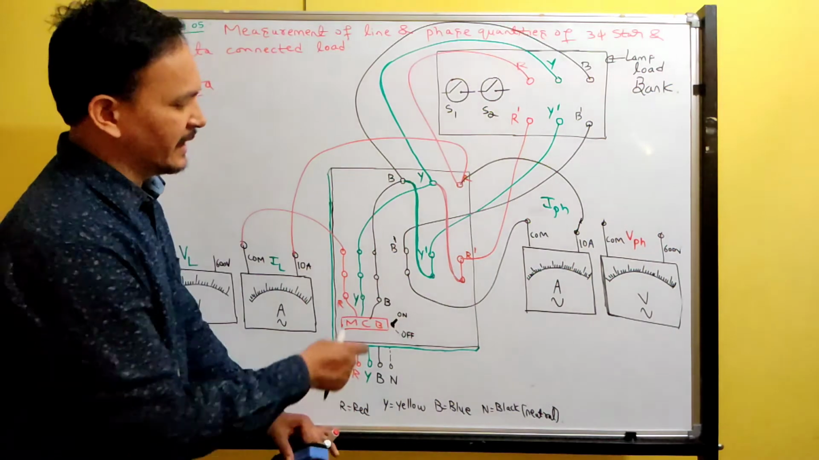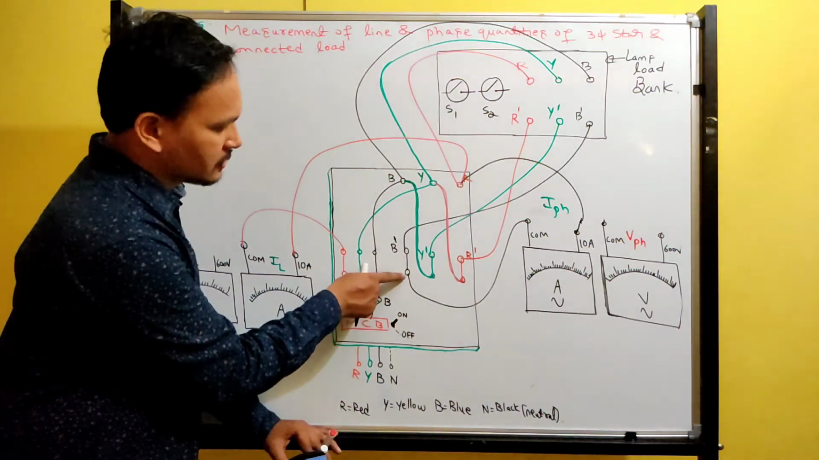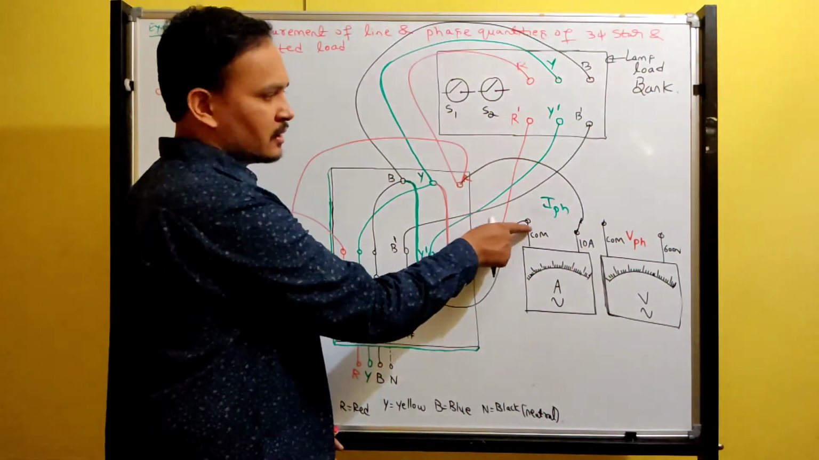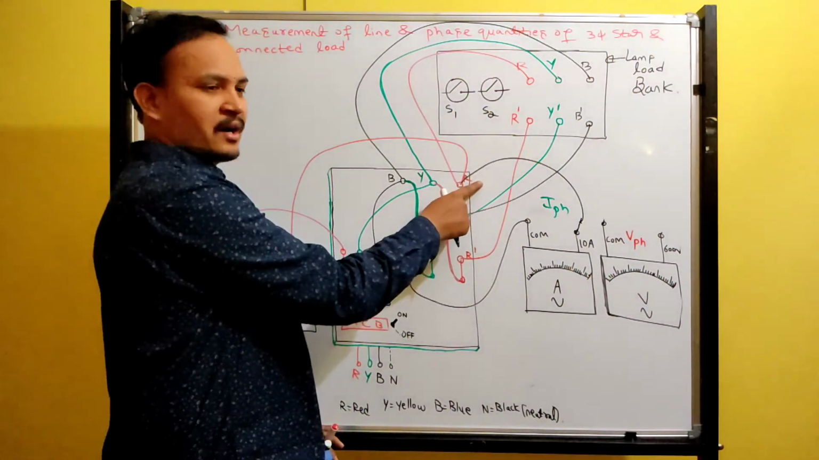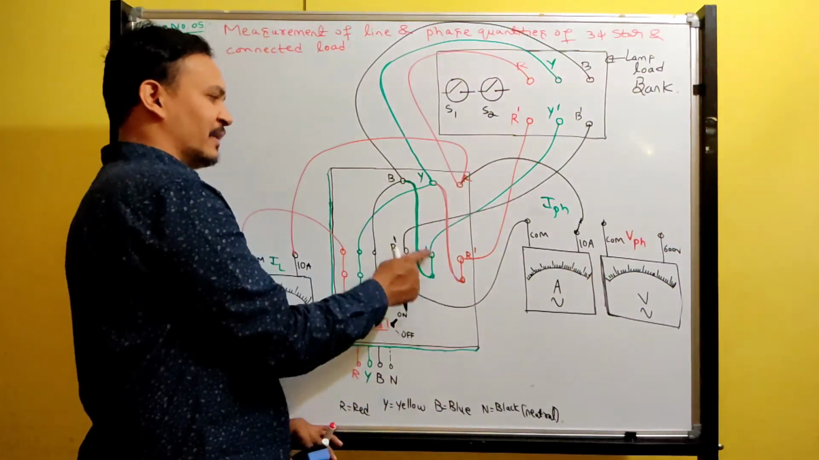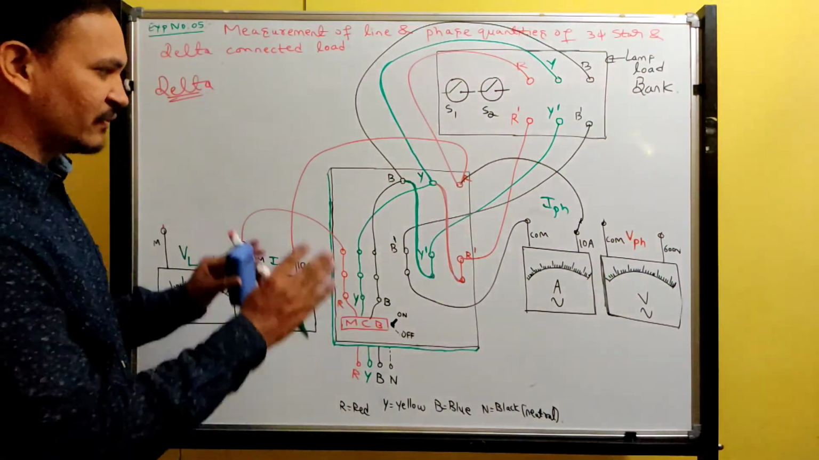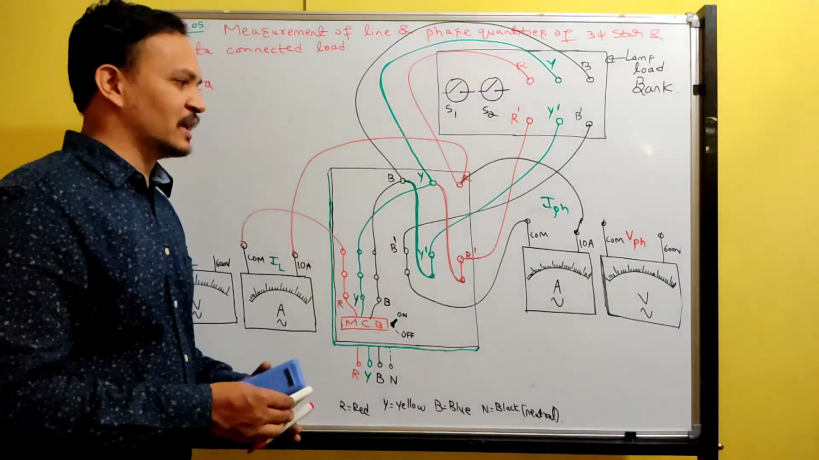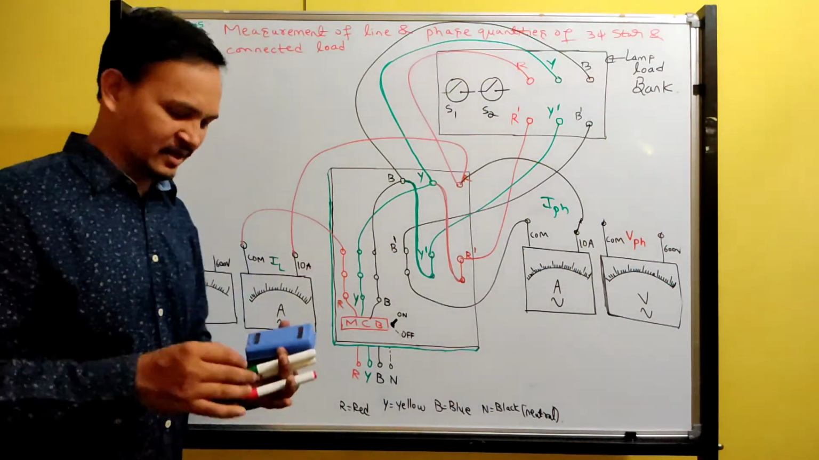And what about B'? Again, B' is connected to the ammeter, the ammeter is connected to R, R' is connected to Y, and Y' is connected to B. It forms a delta connection. So now you think about the voltmeter.